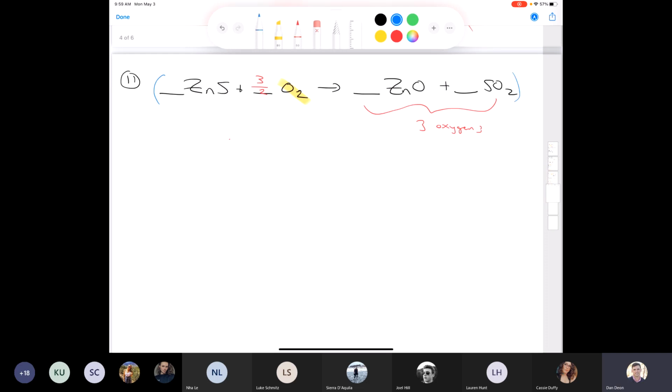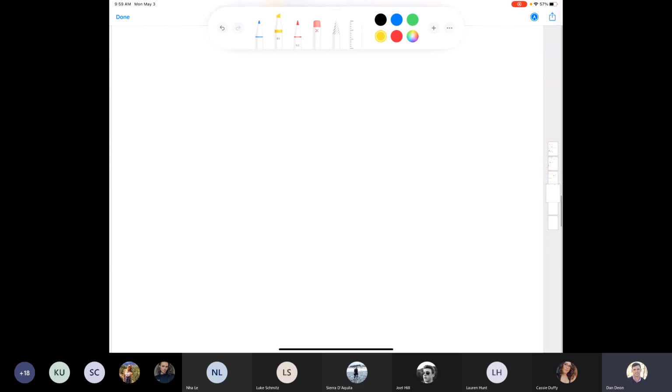That means we have to take this entire equation and we have to multiply it by 2. That gives us 2 zinc sulfides plus 3 oxygens produces 2 zinc oxides plus 2 sulfur dioxides. You can double check to make sure that everything is copacetic, and you see that the answer is B. 2 is the coefficient that ends up in front of the zinc oxide when everything is balanced with the smallest whole number coefficients. Let's take a look at question number 12.